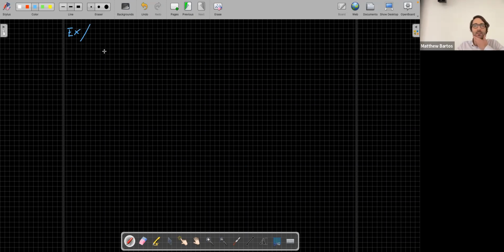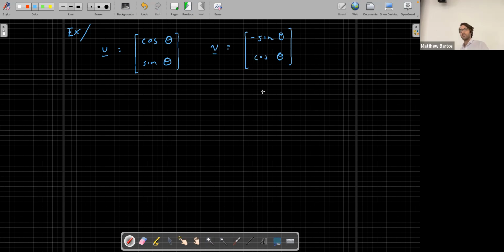Let's just look at a set of vectors. Let's say u is equal to the following family of vectors: cosine theta, sine theta. And let's say v is equal to the following set of vectors: negative sine theta, cosine theta. Okay. Is this set of vectors orthogonal? Yes. How do we know that?